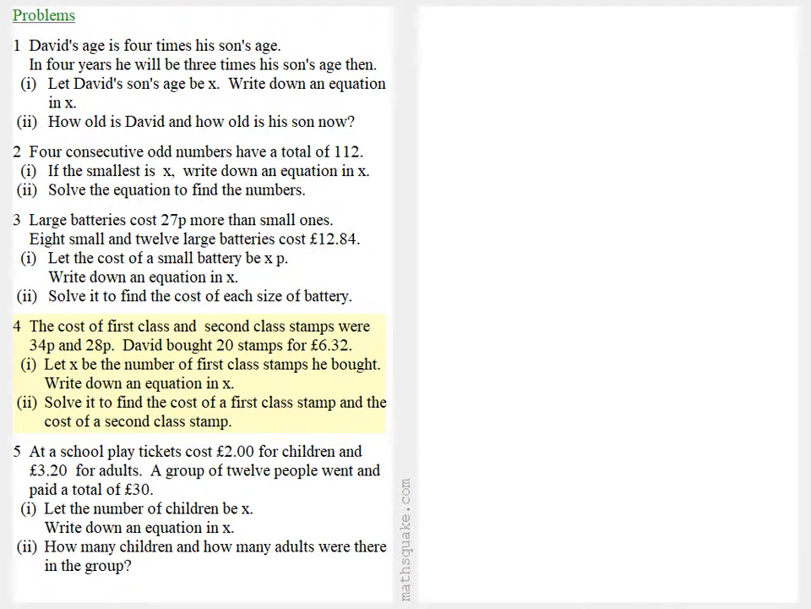In question 4, we have the cost of first class and second class stamps are 34 and 28p, respectively. David bought 20 stamps for £6.32. In part 1, let x be the number of first class stamps he bought. Write down an equation in x. In part 2, solve it and find the cost of a first class stamp and the cost of a second class stamp.